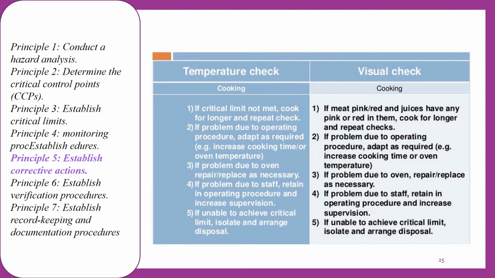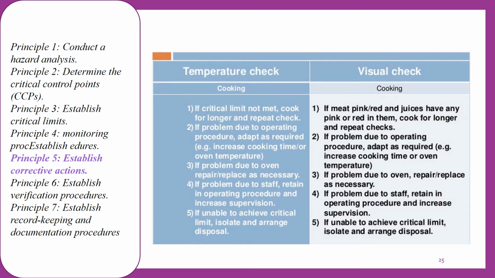Now here we are taking into consideration the corrective actions for temperature check and visual check, and we see that they are similar. The procedure is that of cooking and the food material is meat. So let's take into consideration the steps. If critical limit is not met, then one should cook for a longer period of time and there should be repeated checks. In case of visual check, if the meat is pink or red, then the same procedure should be performed. If the problem occurs due to operating procedure, then one must adapt as required, that is, increase the cooking time or increase the oven temperature.